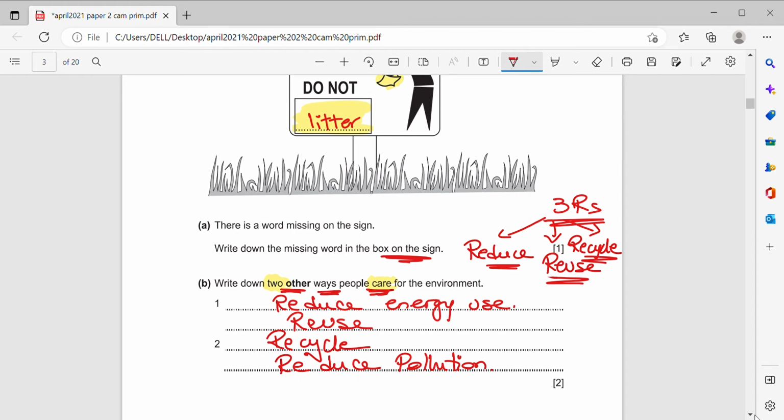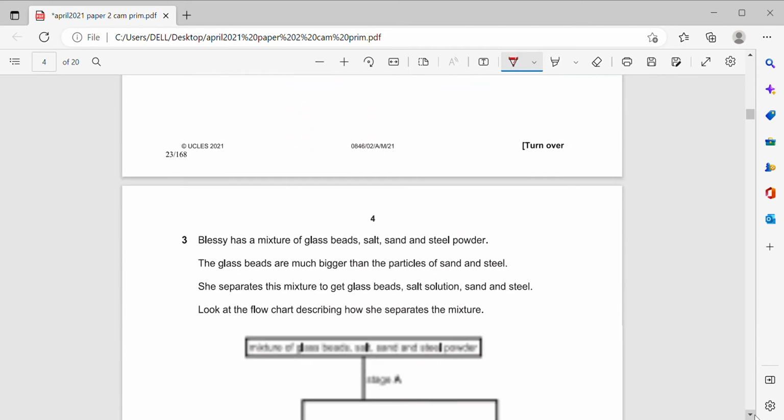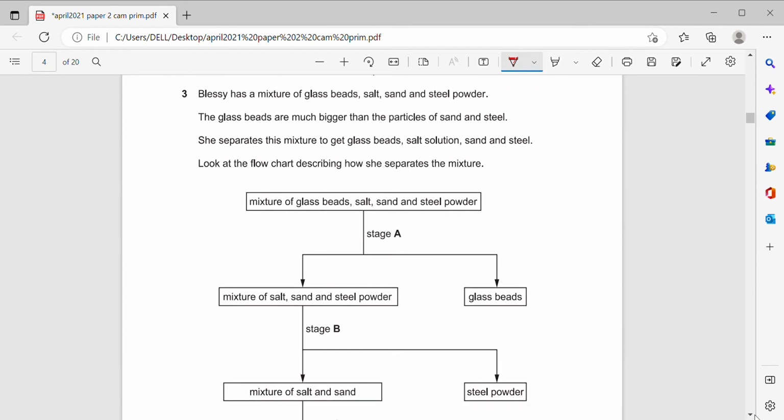Great. Next question. Blessy has a mixture of glass beads, salt, sand, steel powder. The glass beads are much bigger than the particles of the sand and steel. So glass beads are big, very big. She separates this mixture to get glass beads, salt solution, sand, and steel. So here I have a separation process. Look at the flow chart describing how she separates the mixture.